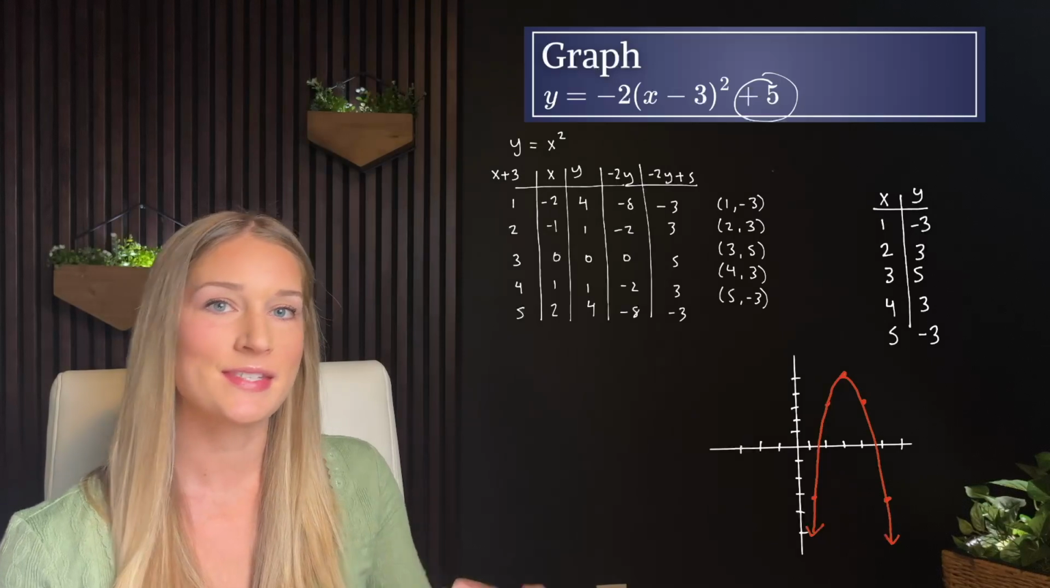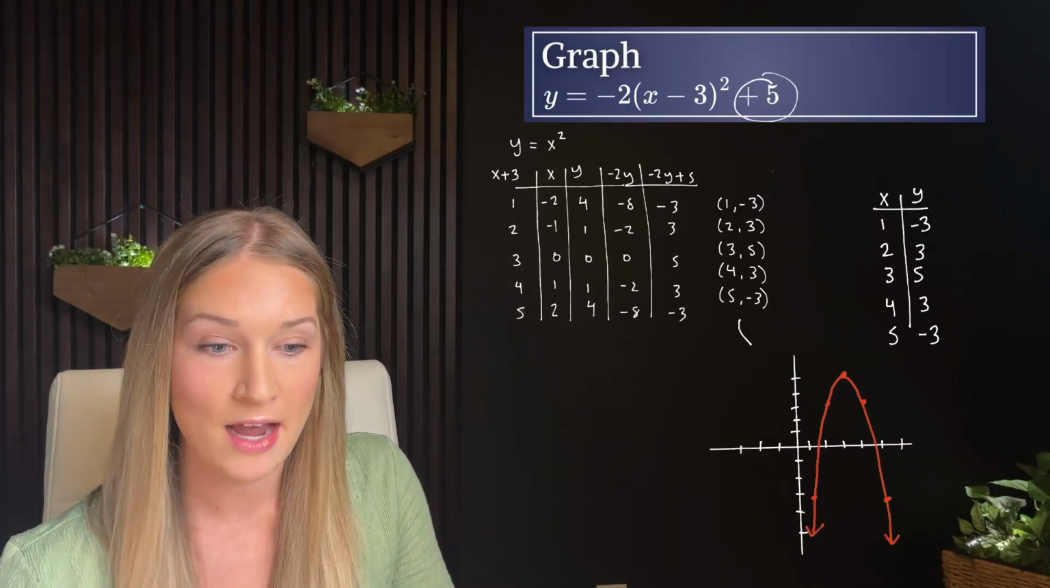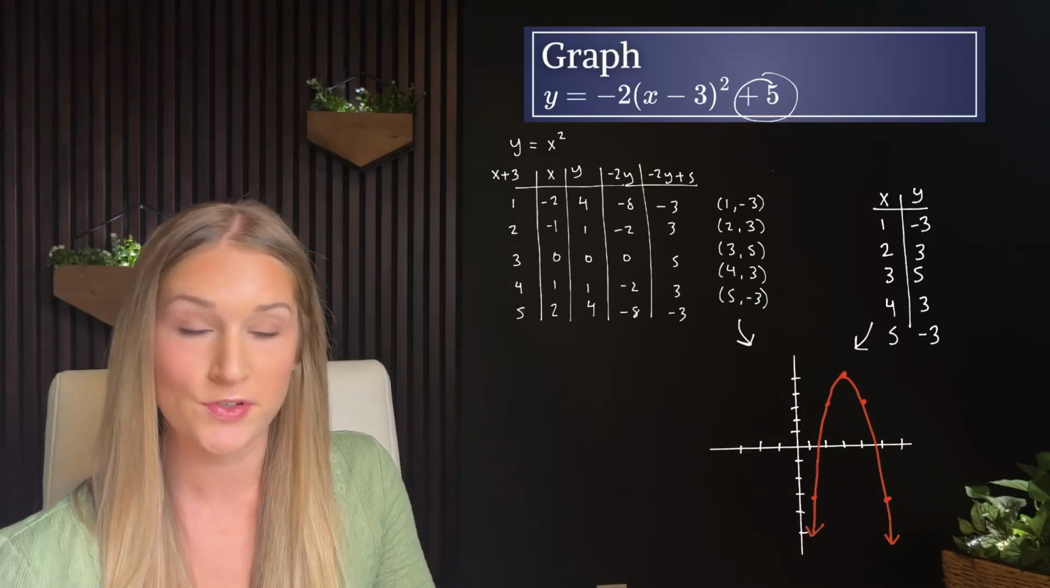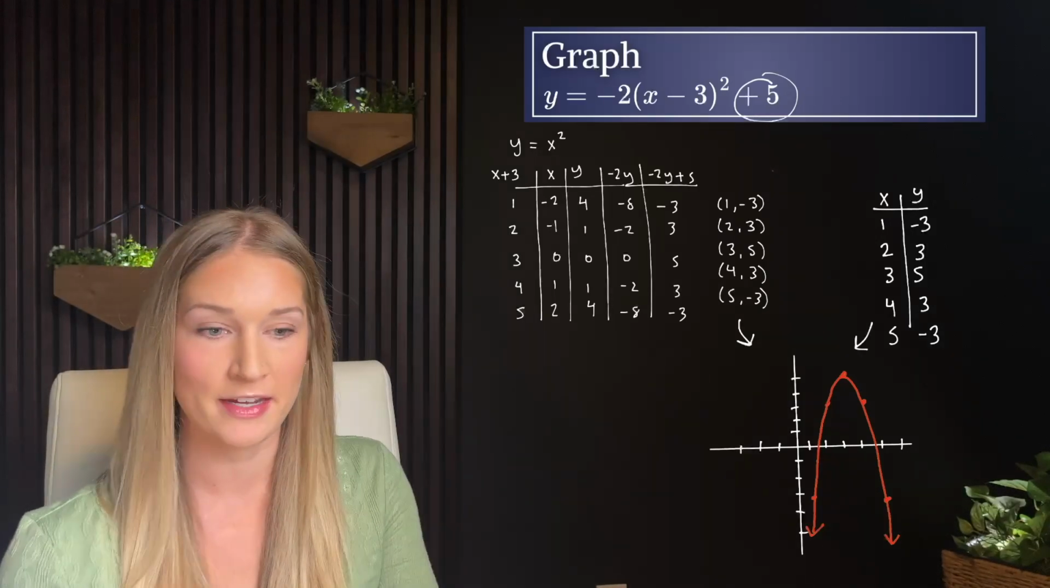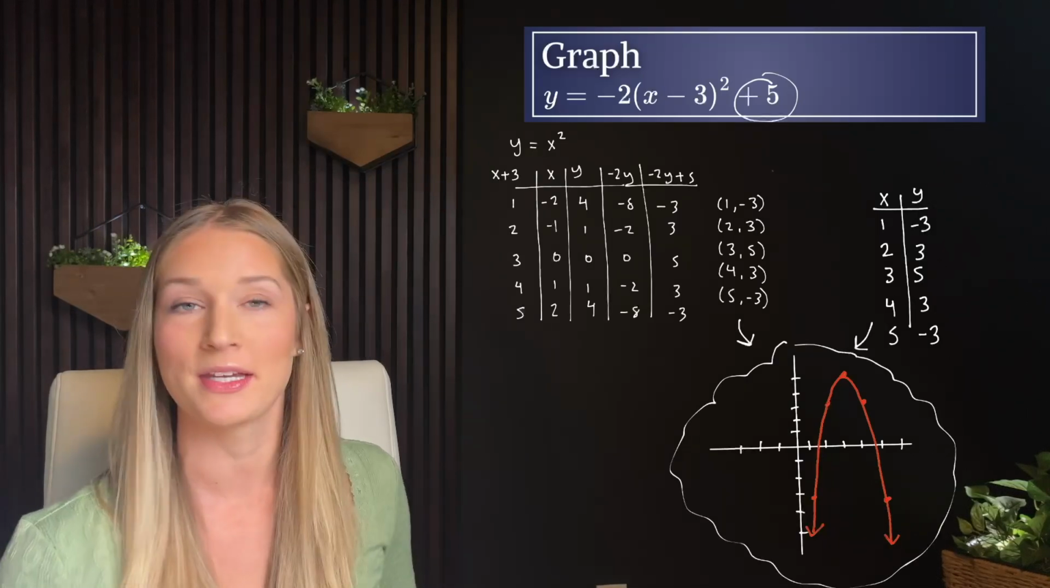So we got those same exact values, we just approached it a little bit differently, which means that however you do it, whether you do transformations or you find your vertex and then create your table from there, either way, you're going to end up with this being the graph of your parabola.